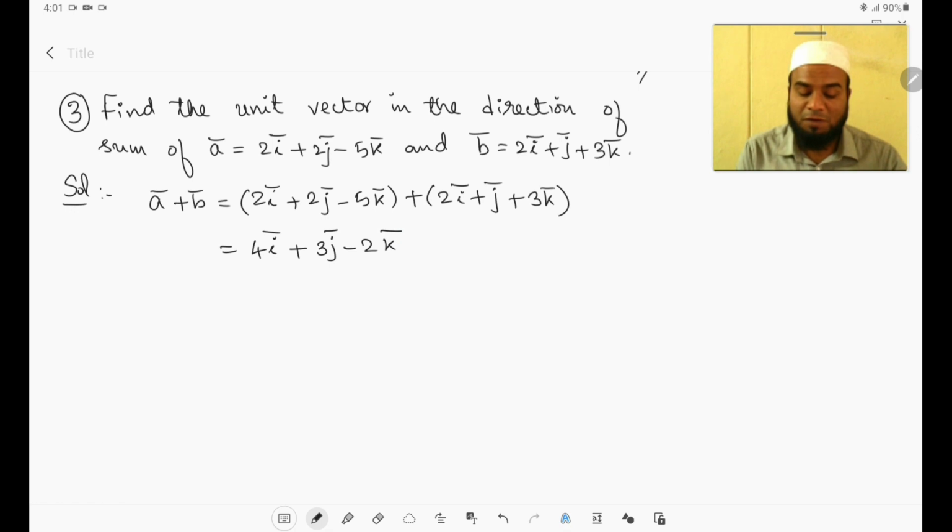Now what we have to do? We have to find a unit vector in the direction of a bar plus b bar. So unit vector, how to evaluate unit vector? We have to divide the vector with its magnitude. Then we will get the unit vector in the direction of a bar plus b bar.